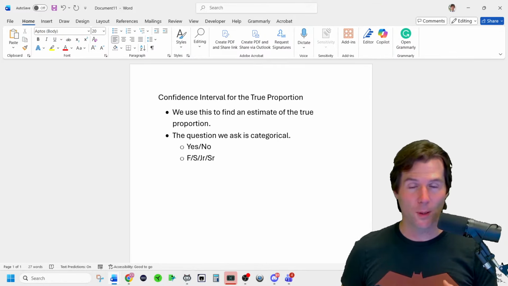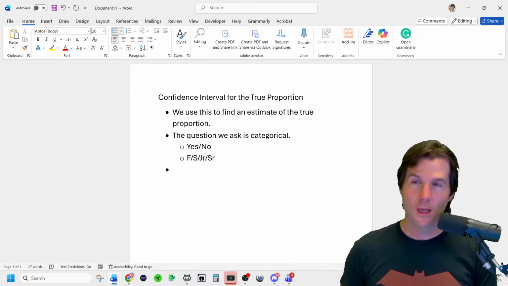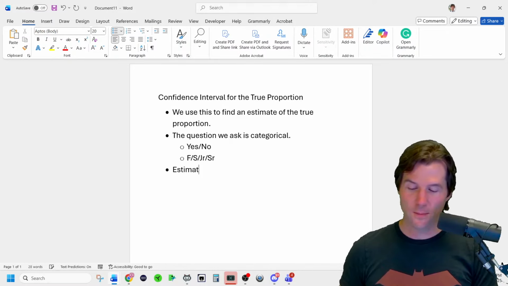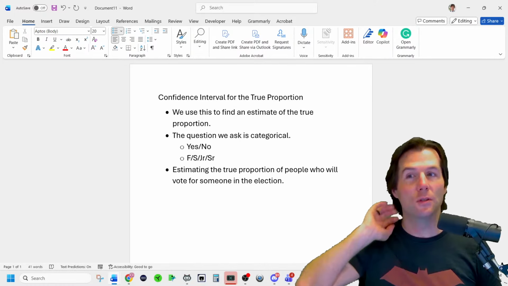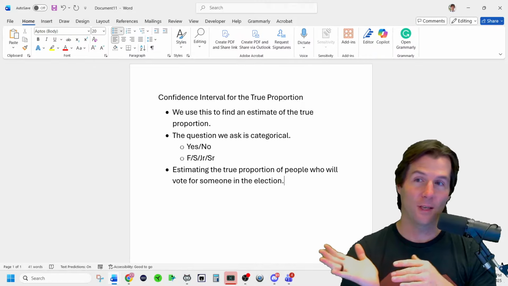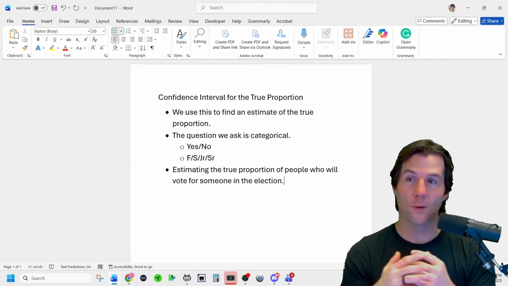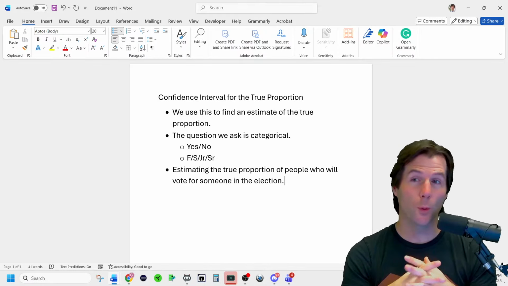We'll be doing some example problems coming up next. But when you think about the possible examples of this, it's going to be like estimating the true proportion of people who will vote for someone in the election. So when we do an election, it's, do you support the candidate, yes or no? Then we have a categorical question. And from that categorical question, we can derive an estimate of the true proportion of people who will vote for that candidate.